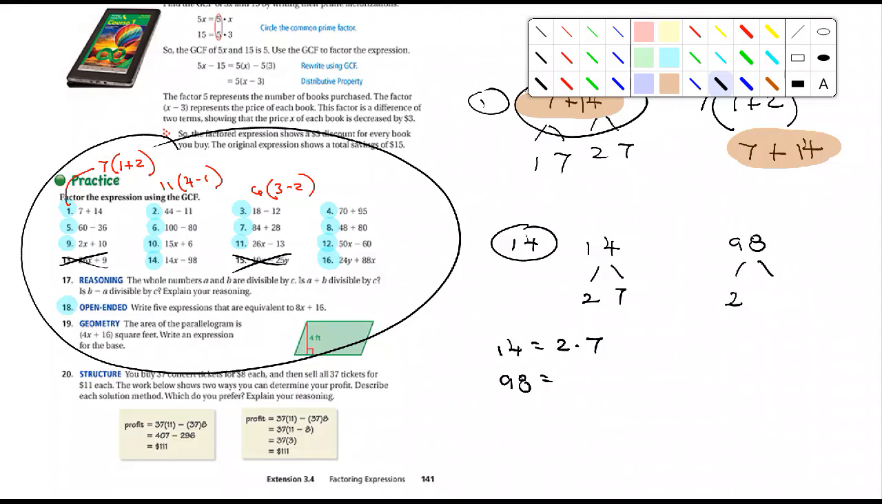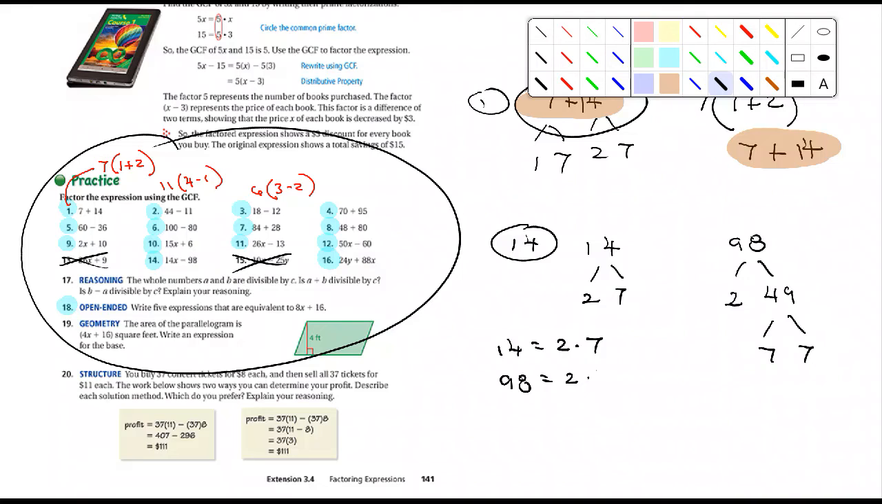So do you know what half of 98 is? 49. 49 is correct. Nicely done. So 2 and 49. How about 49? What is it? 7 and 7. Yeah, 7 and 7. So 7s are prime.